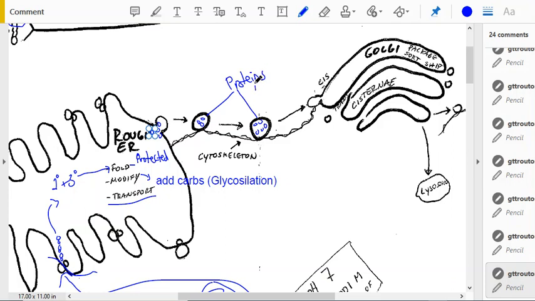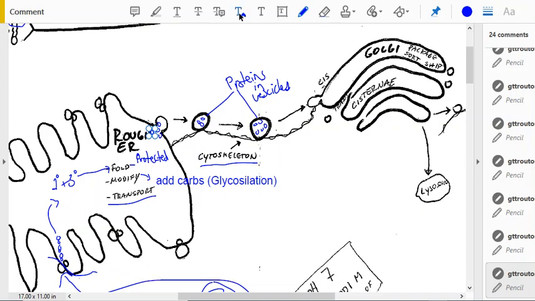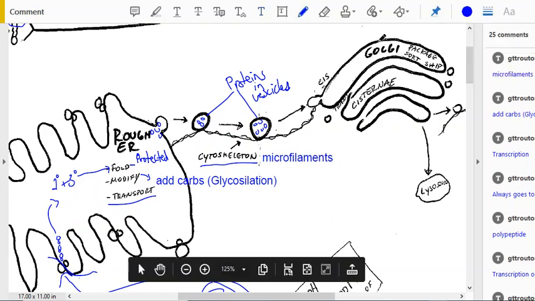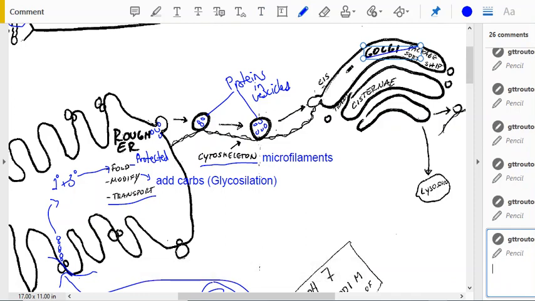So proteins and vesicles, and they're going to move along cytoskeleton. They're not just kind of floating willy-nilly, they are actually moving along cytoskeleton. Cytoskeleton is comprised of microfilaments, which I'll show you here in a second. And they eventually make their way to this outer edge of the Golgi body, right? So again, we're kind of taking a tour. So now we're at the Golgi body.